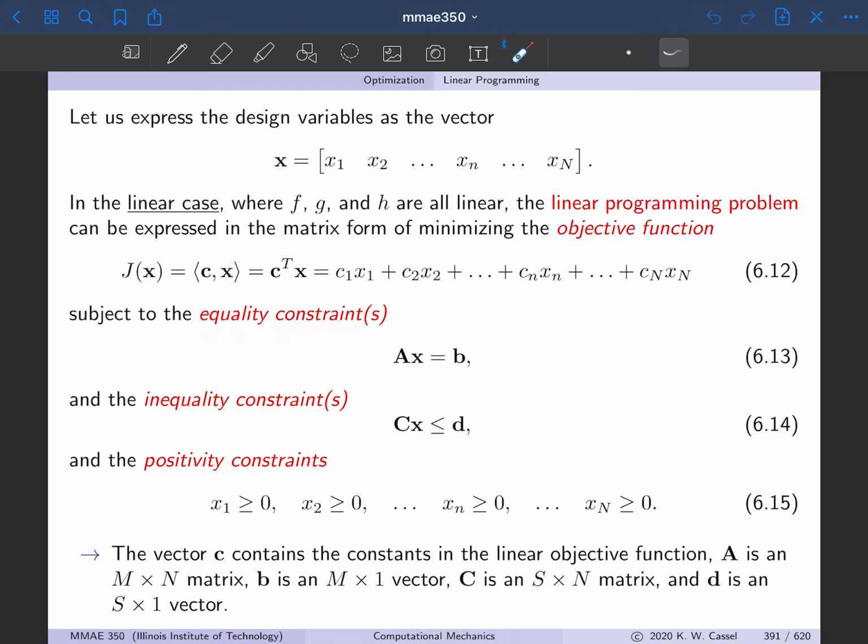The equality constraints are a series of equations. It might only be one, but in general there are m of them. They have an equality in them, so they can be written as Ax equals b, a matrix A times a vector x equals a vector b. Similarly, the inequality constraints can be written as Cx is less than or equal to d. Again, C is a matrix, x is a vector, and d is a vector. Then the positivity constraints, just like before, say all the design variables are greater than or equal to 0.